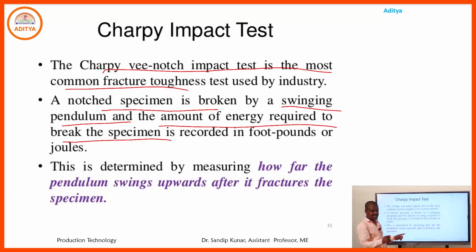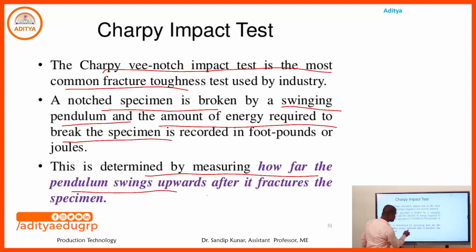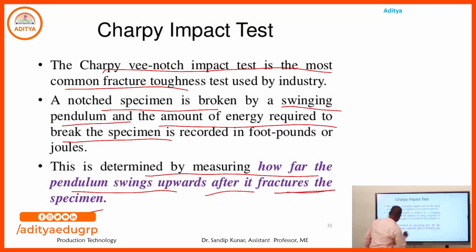There is a dial gauge. When the swinging pendulum breaks the sample, we take particular data, and based on the data we collect, we calculate the energy absorbed. This is determined by how far the pendulum swings upward after it fractures the specimen.